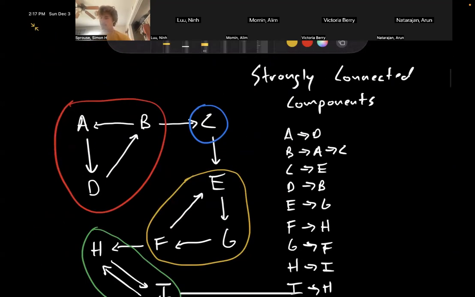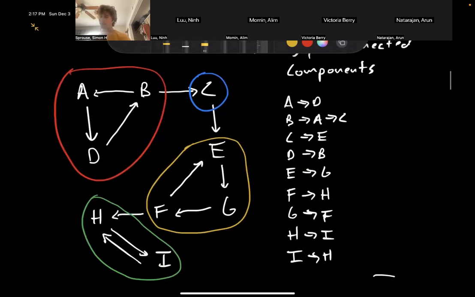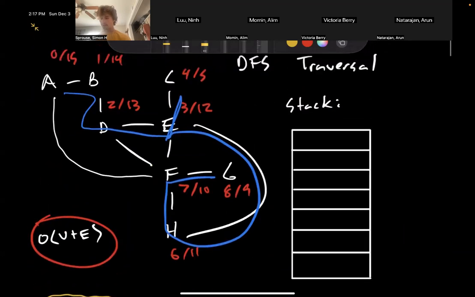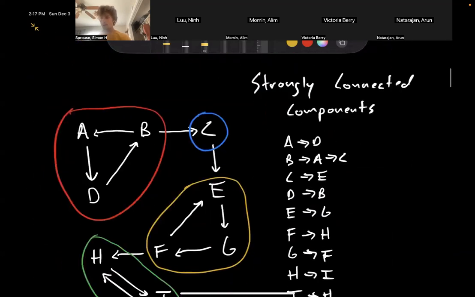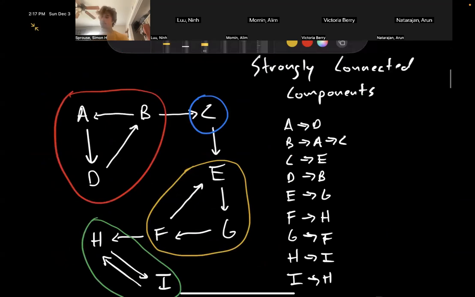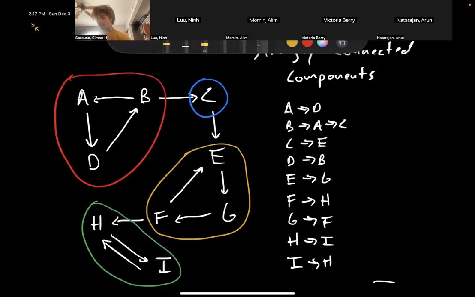Okay, so the next concept is strongly connected components. So when we're looking at a graph, now that we know how to traverse that graph, DFS is the prerequisite knowledge to understanding strongly connected components. I drew this graph right here, and it's got this adjacency list that I drew on the right. And I have highlighted 4 different groups.